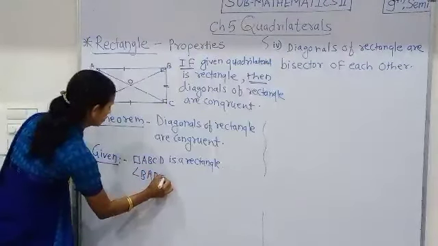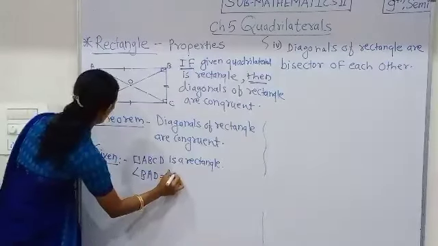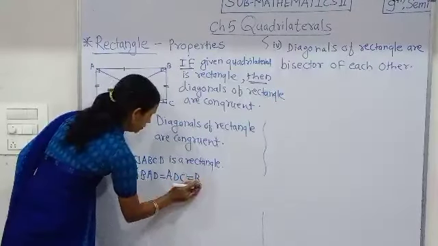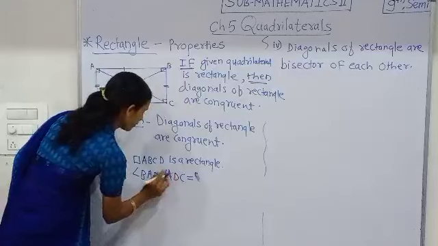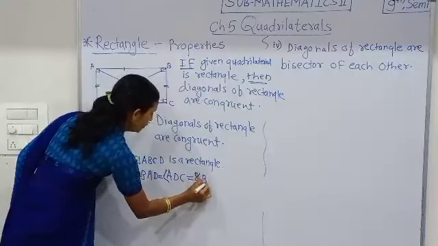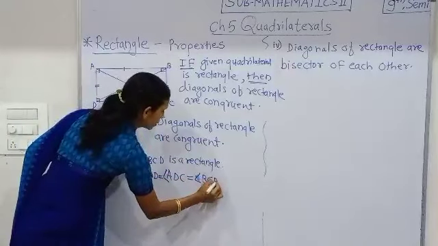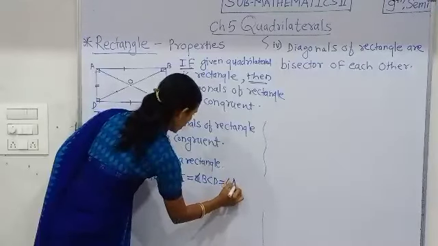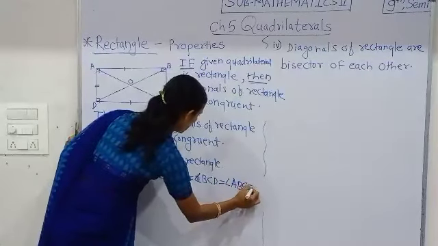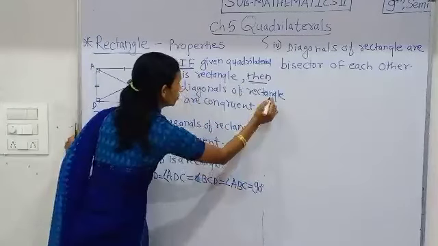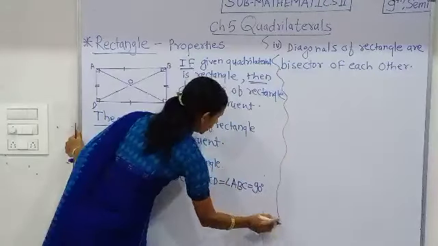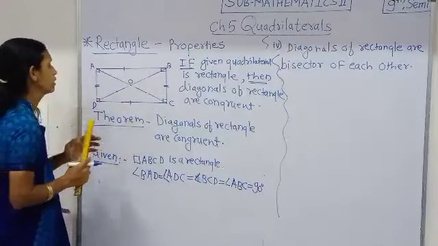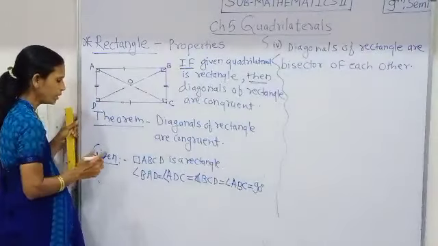Then we can write that angle BAD congruent angle ADC congruent angle BCD congruent angle ABC is equal to 90 degrees, because the given quadrilateral is a rectangle. Therefore, all four angles of that rectangle are of 90 degree measurement.